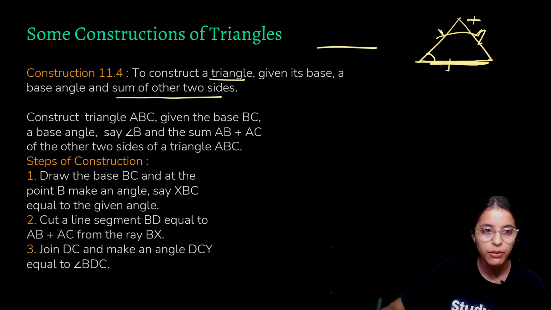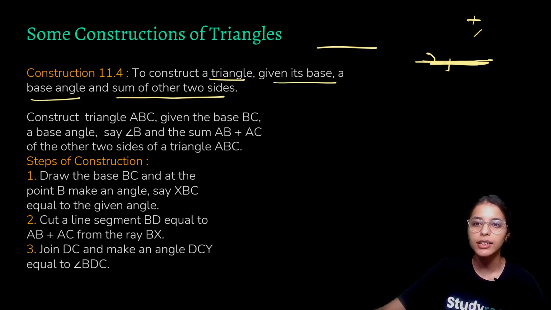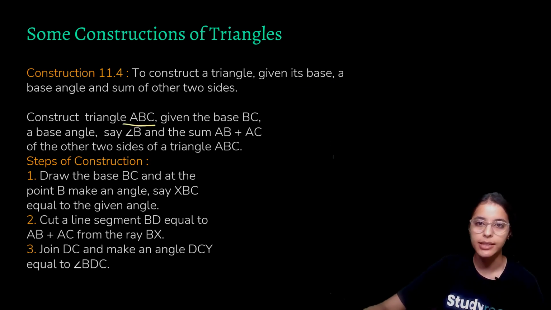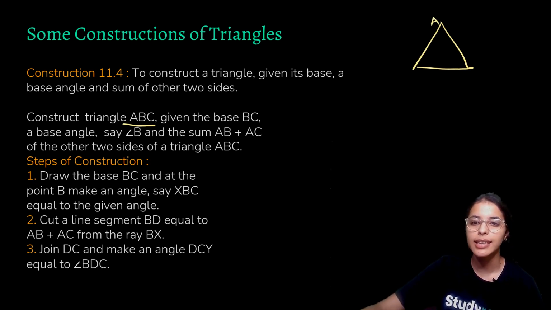So we have the sum of two sides, a base angle and the base. So we'll be having three things. Let us see how things go about it. Let us see the information that we are given. We have a triangle ABC. Let me draw ABC. This is a rough diagram, which helps us visualize things better.